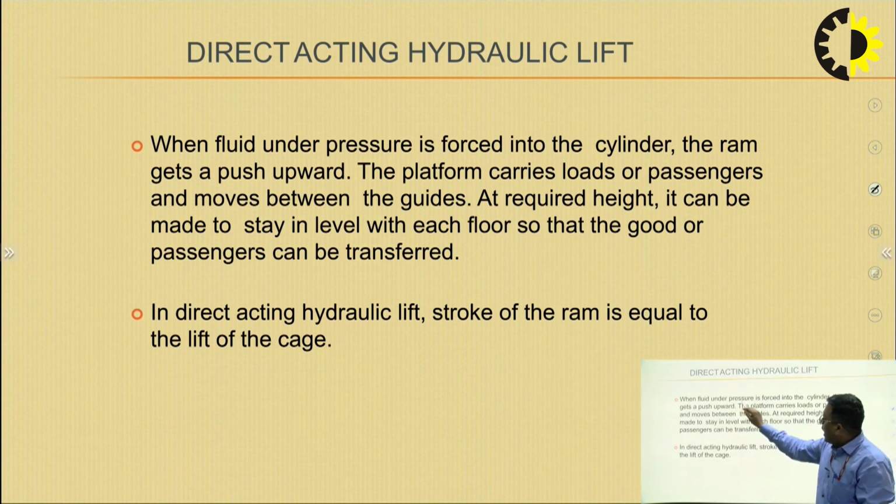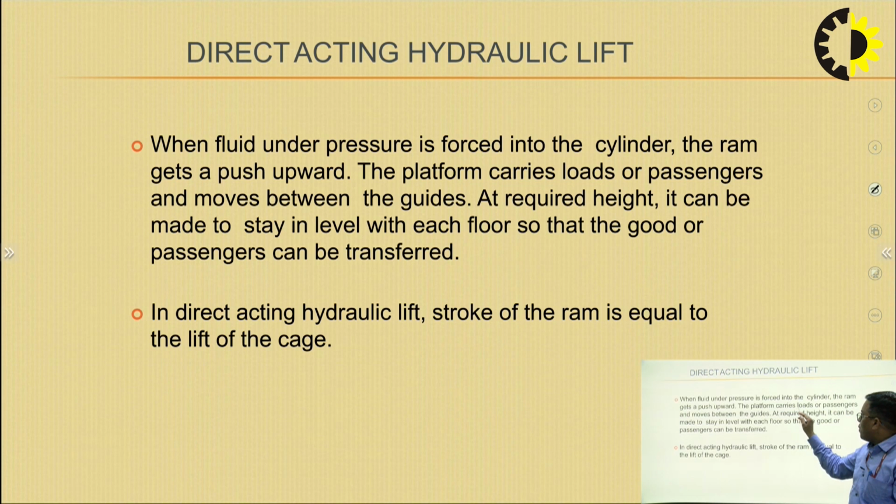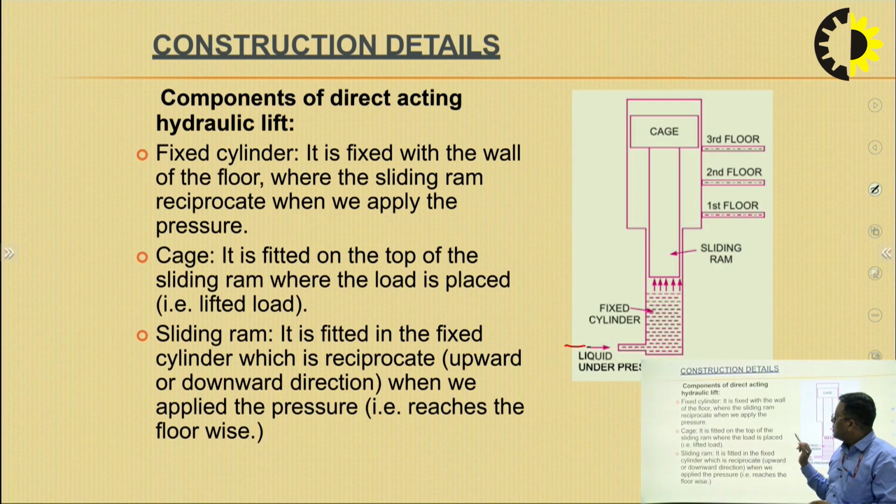So when a fluid under pressure is forced into the cylinder, the ram gets a push in the upward direction. The platform, it means the cage which I told about, carries the load or passengers and moves between the guides. At the required height, it can be made to stay at that level with each floor, so that the goods or passengers can be transferred. That is the purpose of the lift. In a direct acting hydraulic lift, the stroke of the ram is equal to the lift of the cage.